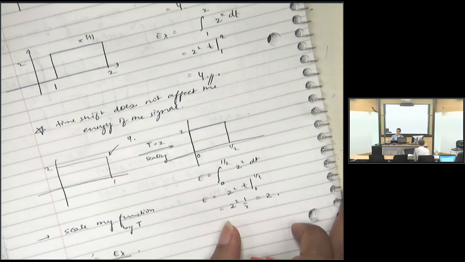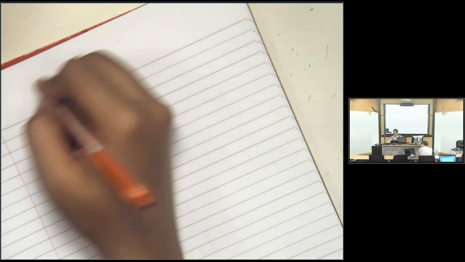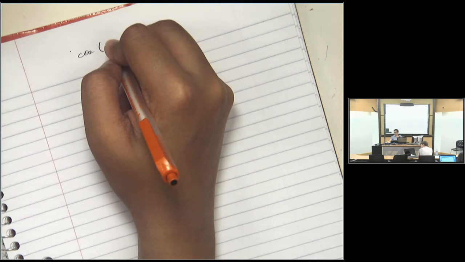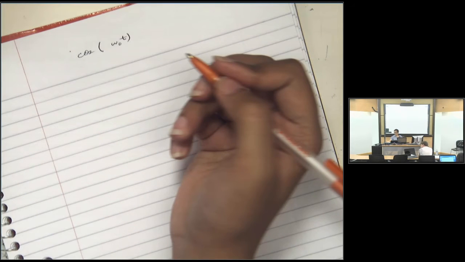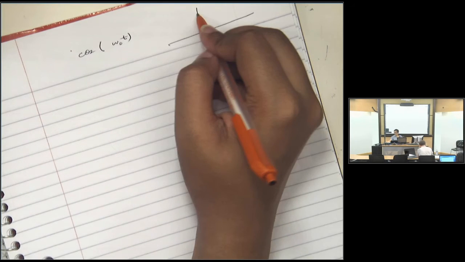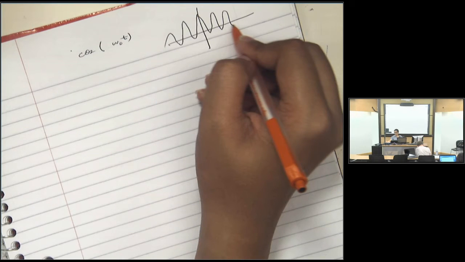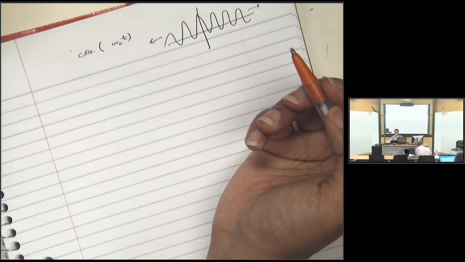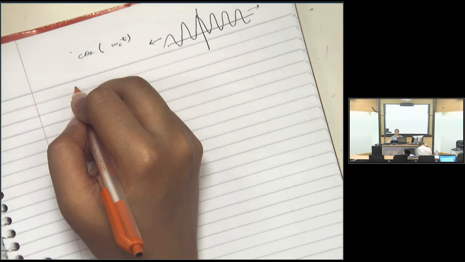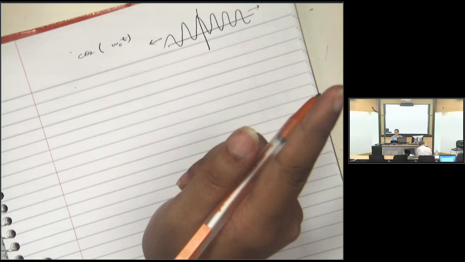Another thing is, if you want to calculate the energy of a cosine signal, let's say cos omega naught t. This signal is ranging in time and it's going on. Sorry, not energy, you'll calculate the power of this signal, because the energy is infinite.